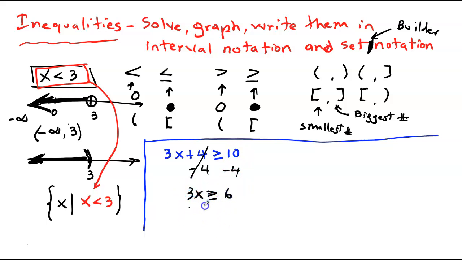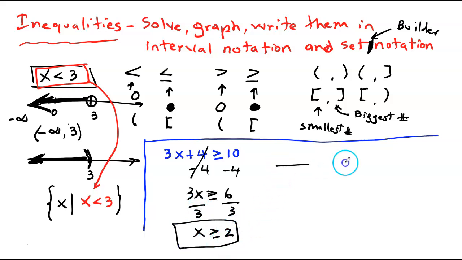What is multiplying the x? Divide by 3 on both sides. X is greater than or equal to 2. Now my x is by itself. We need to graph. We always graph. So we place the 2 somewhere here. The zeros are going to be on the left.